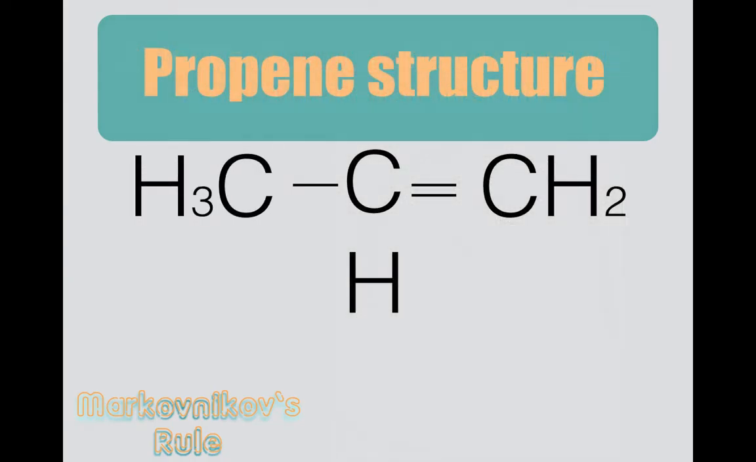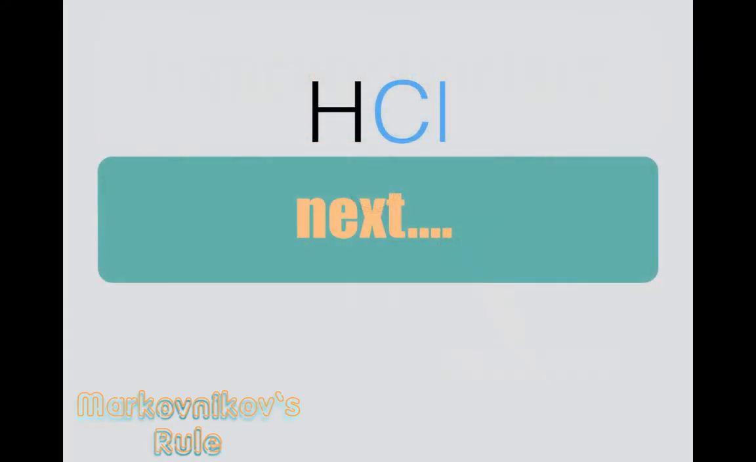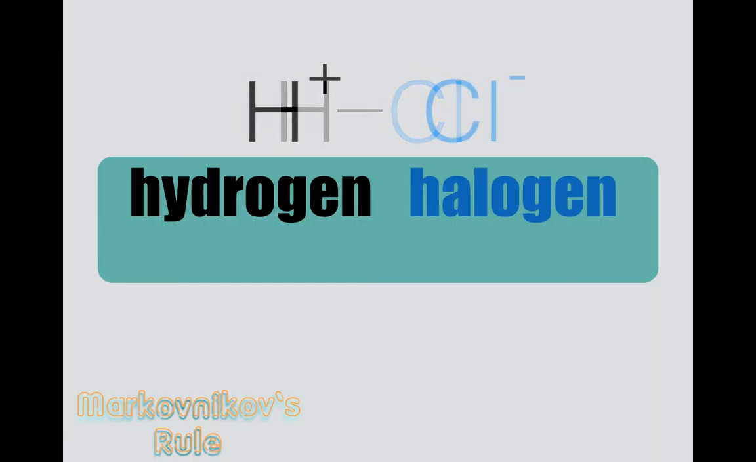We have a propene structure here. Okay, I want you to notice that double bond there. We have three carbons, two of them are double bonded. Now we have our hydrochloric acid. So we have our positive ion. Okay, so we know that there's a bond there, and then when it breaks up, our hydrogen and a halogen, we have a negatively charged chlorine and a positively charged ion, hydrogen.